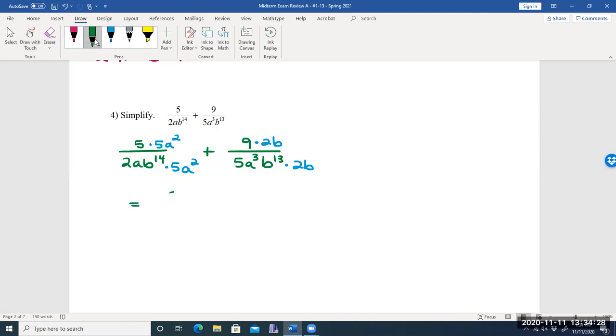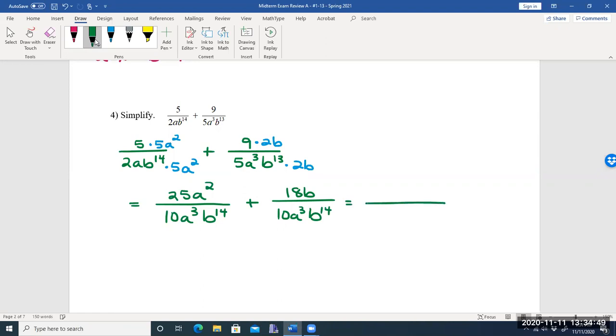So we've got 5 times 5a squared, which would be 25a squared. And this is over 10a to the third, b to the 14th, plus 9 times 2b would be 18b. And then we've got 10a to the third, b to the 14th. So yes, I do have a common denominator.